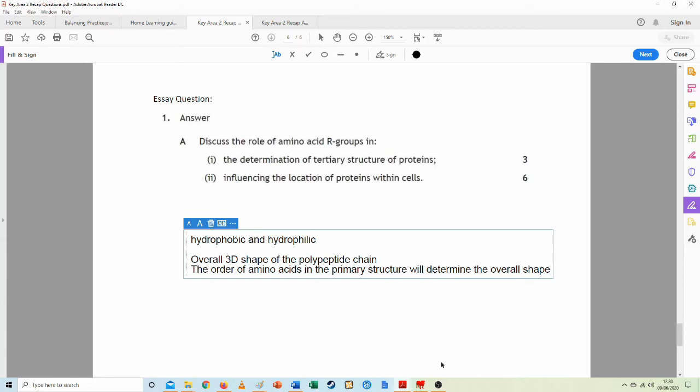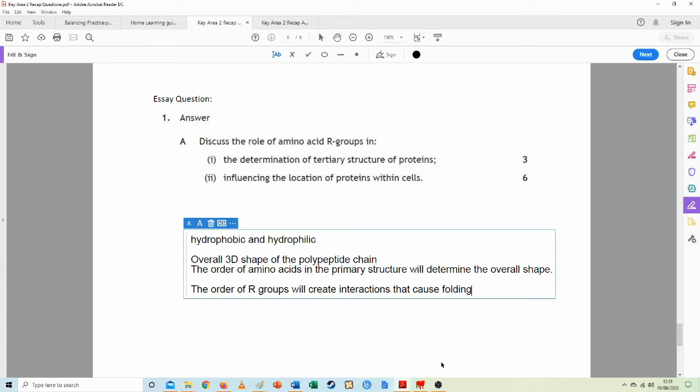And what I want to do is I want to bring this back into the R groups and talk about the R groups. They have asked you specifically to talk about those R groups, so you're going to have to talk specifically about those R groups. So the order of R groups will create interactions that cause folding. These main folds or motifs down.